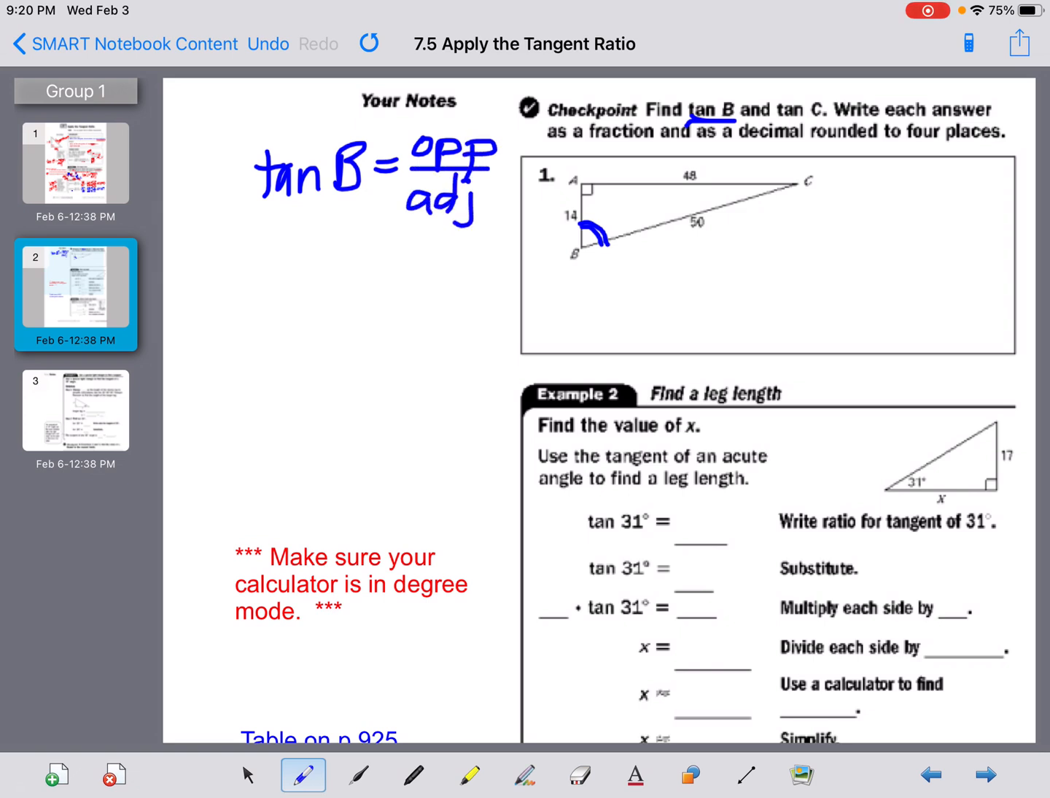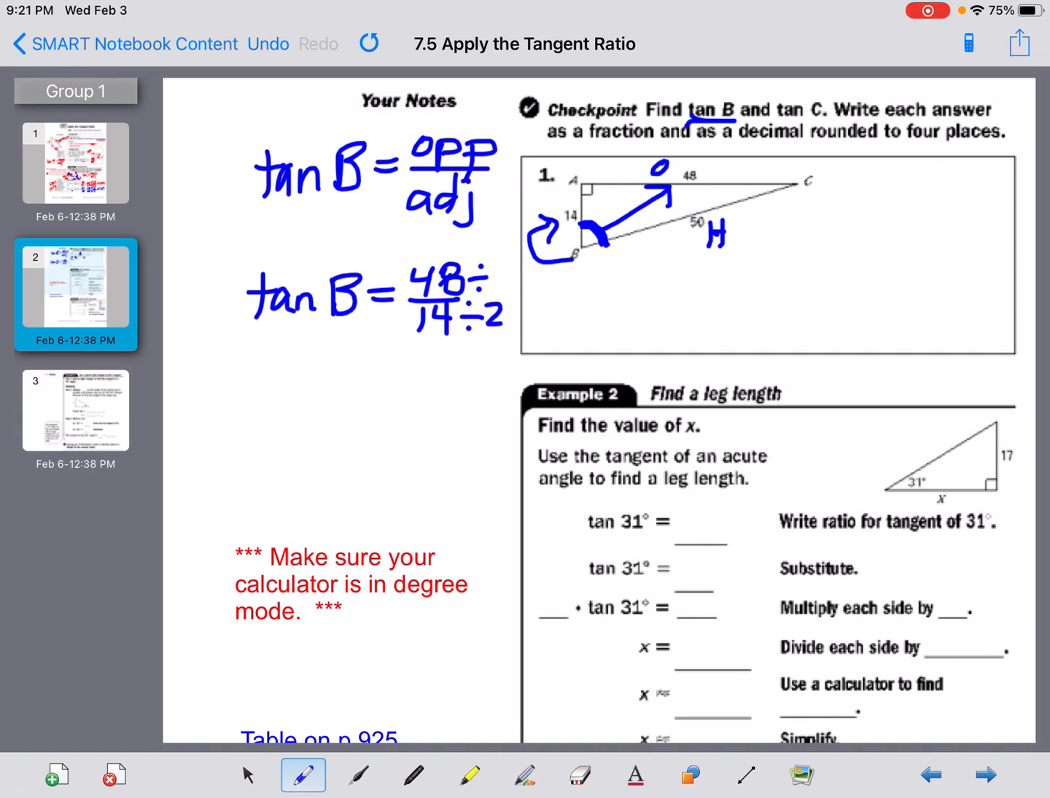Always the legs. Okay, so by the way, I'm going to mark my hypotenuse here so I don't use that, because I don't want to get confused. Okay, so tangent B is going to be the opposite. So I go to my angle B where I'm at and I go opposite that. That's 48. Over the adjacent leg, well, I can't go to my H, so it's the leg that I'm touching, which is 14. Always see what you can do about reducing.